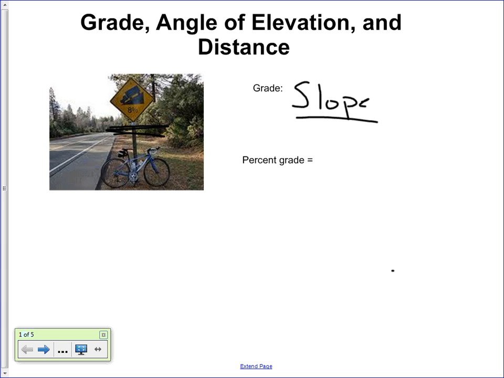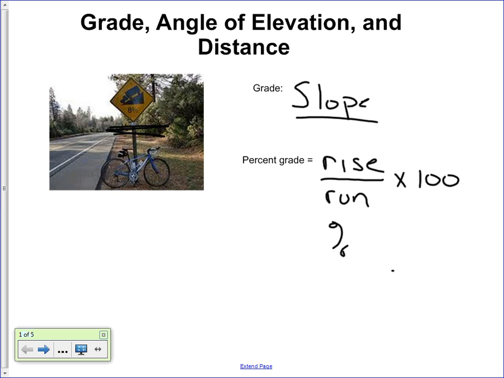So to find the percent grade of a steep road surface or something like that, we use our slope formula, which is rise over run. But then we do one quick other step, and we times it by 100, and this gives us a percentage. Okay, so that's percent grade. It's fairly easy to do. It's fairly easy to understand.